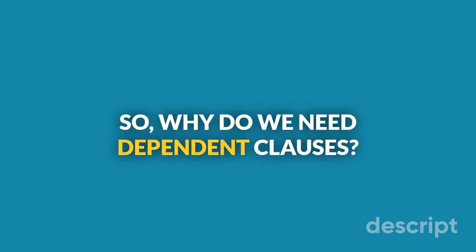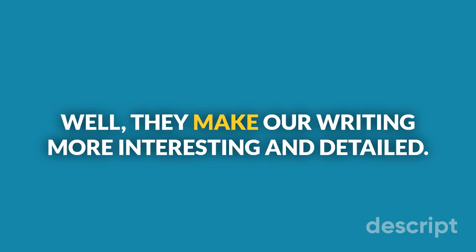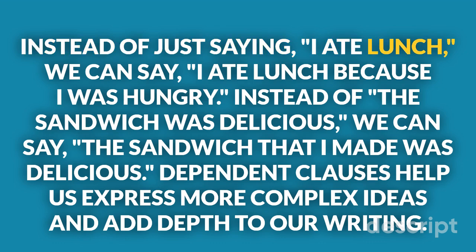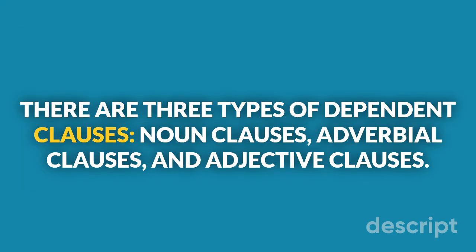So why do we need dependent clauses? Well, they make our writing more interesting and detailed. Instead of just saying, I ate lunch, we can say, I ate lunch because I was hungry. Instead of the sandwich was delicious, we can say, the sandwich that I made was delicious. Dependent clauses help us express more complex ideas and add depth to our writing. There are three types of dependent clauses: noun clauses, adverbial clauses, and adjective clauses.